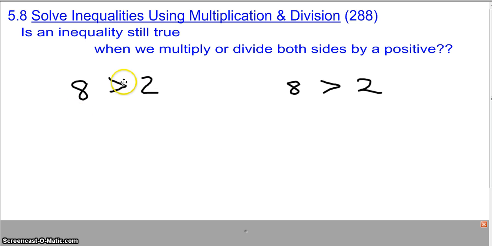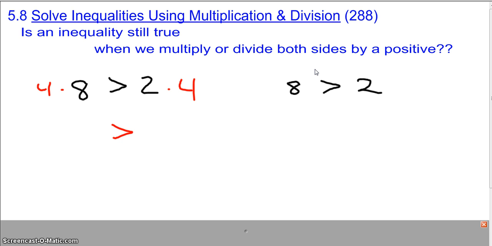So, is this a true statement? Is 8 greater than 2? Yes or no? Yes, 8 is greater than 2. So we're starting with a true statement. We all agree? Yes. 7M agrees. Okay, so let's try multiplying both sides by a positive. Somebody give me a positive. Juliana. 4. Okay, we're going to multiply both sides by 4.